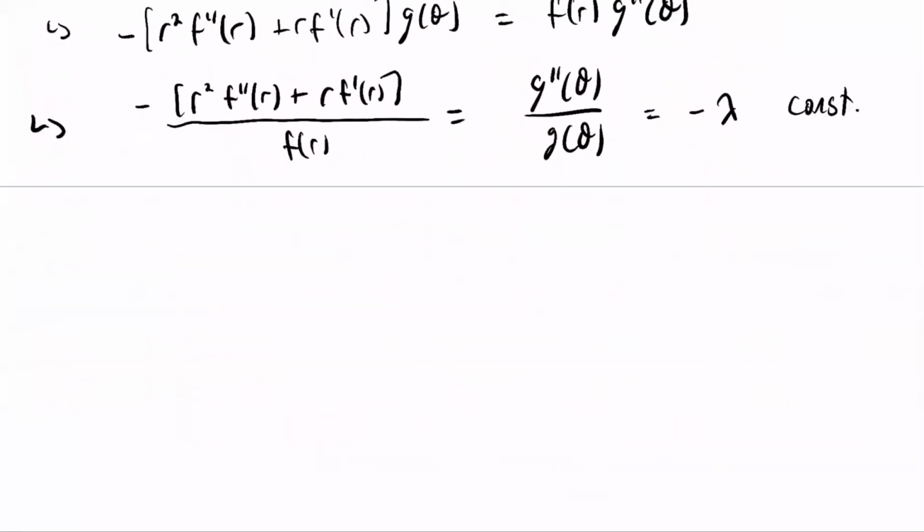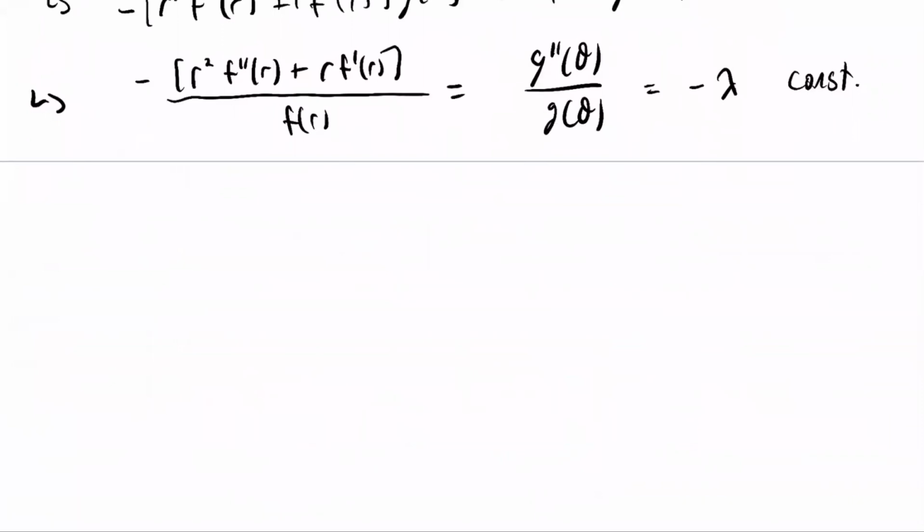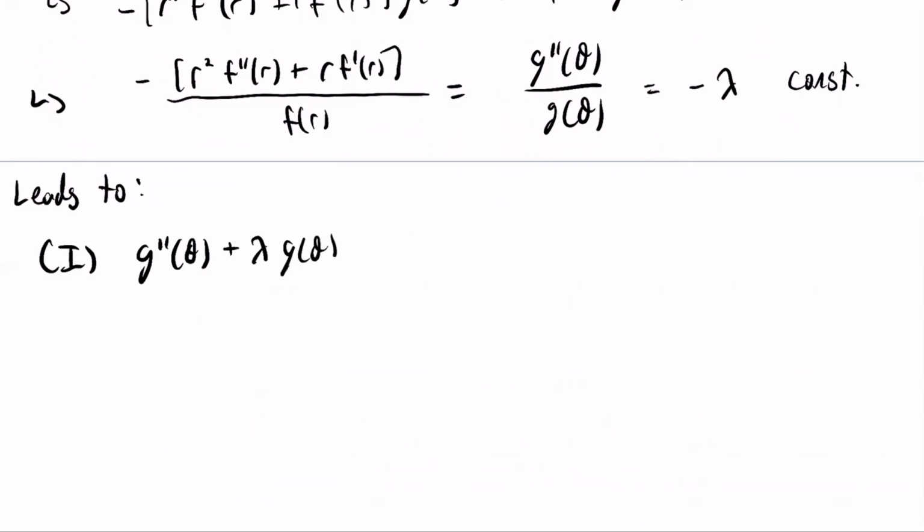Okay, well, this leads to the following two ordinary differential equations. The first one is in terms of theta: g prime prime of theta is equal to negative lambda times g of theta. So g prime prime plus lambda g of theta is equal to 0. And then the second ordinary differential equation, which is a little bit more complicated, will come from the r terms. If you do the algebra, the minus signs will cancel.